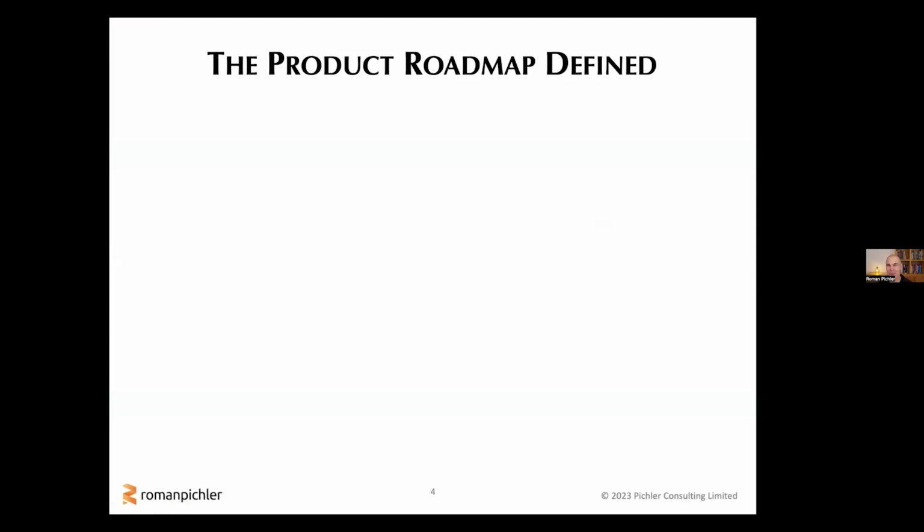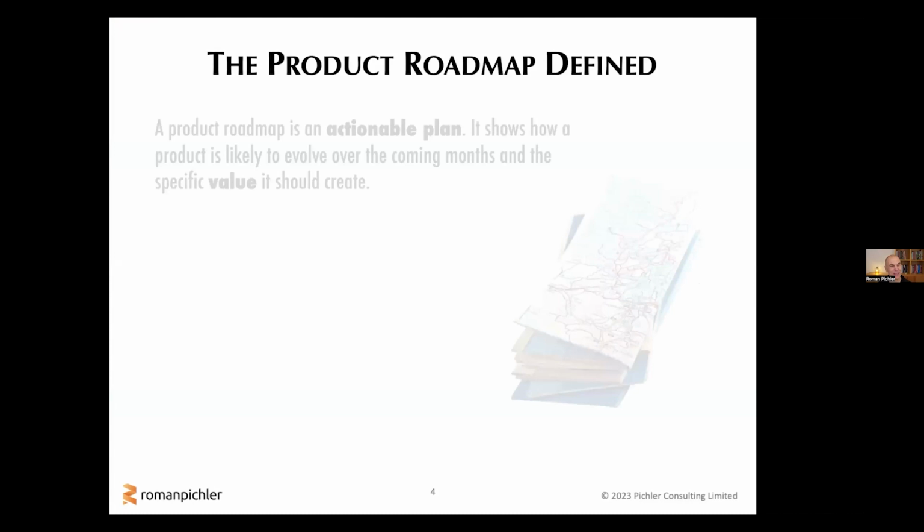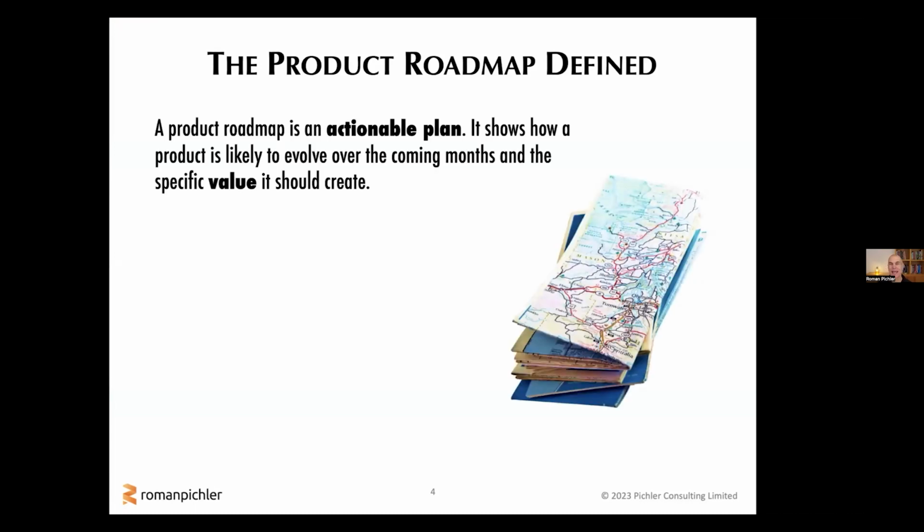Now, what is a product roadmap? As with many terms in product management, different people have different interpretations of what a product roadmap is, what this term means. So let me share mine with you. For me, a product roadmap is an actionable plan, an actionable product plan. It shows how a product is likely to grow, how it's likely to evolve over the coming months. And it should state the specific value the product is likely to create.